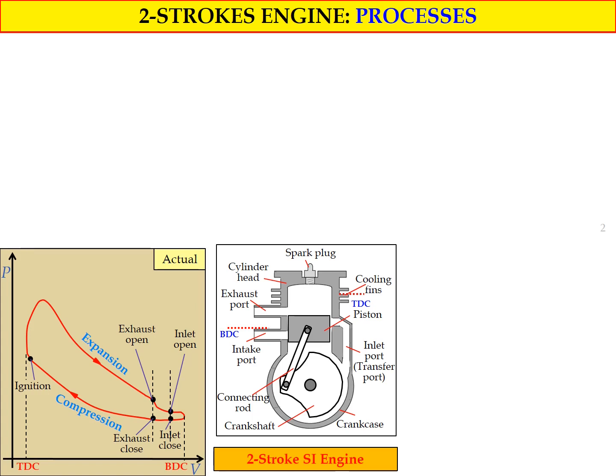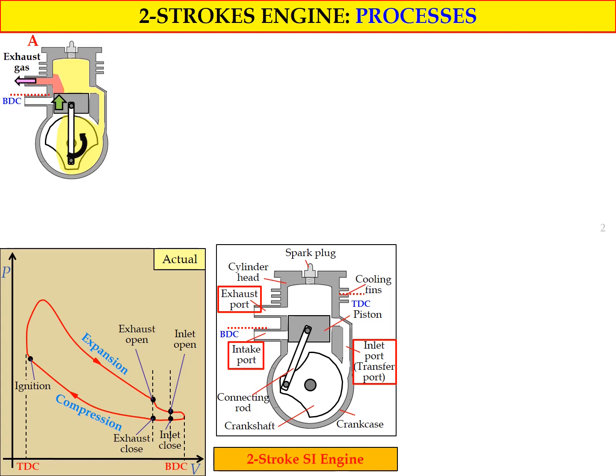Okay, now in order to explain the process, we need to refer to this schematic diagram of this two-stroke engine, the movement of the piston, and simultaneously we also need to refer to the PV diagram to understand the process. So you need to focus on the different ports, such as the exhaust port, inlet port or transfer port, and also the intake port, in order to understand the explanation.